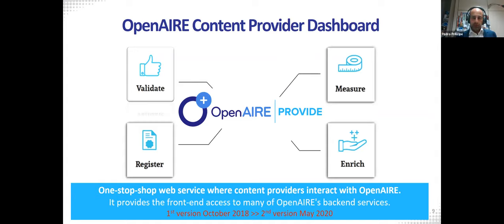Different components, different functionalities in Provide. We have an area to validate, to register, to check metrics, to measure and to enrich. Validate is the service related with the metadata validator that we have to check compliance against our guidelines. A process of registration that we align with other authoritative directories like Re3Data, and user statistics where we provide information about metrics from the content providers.